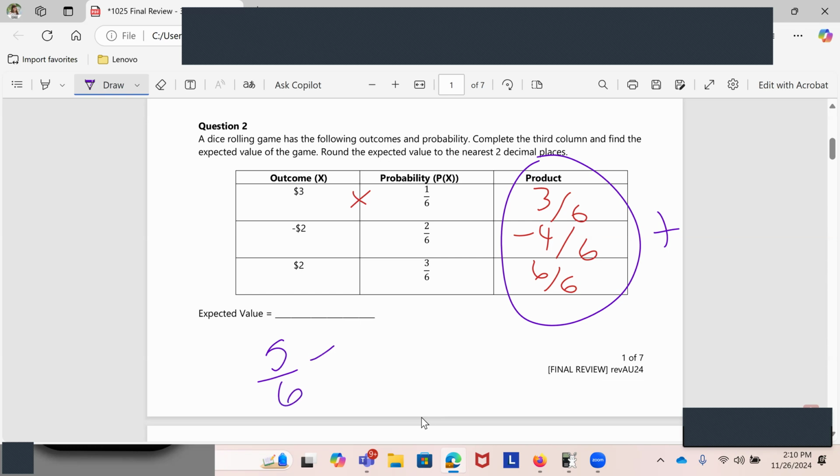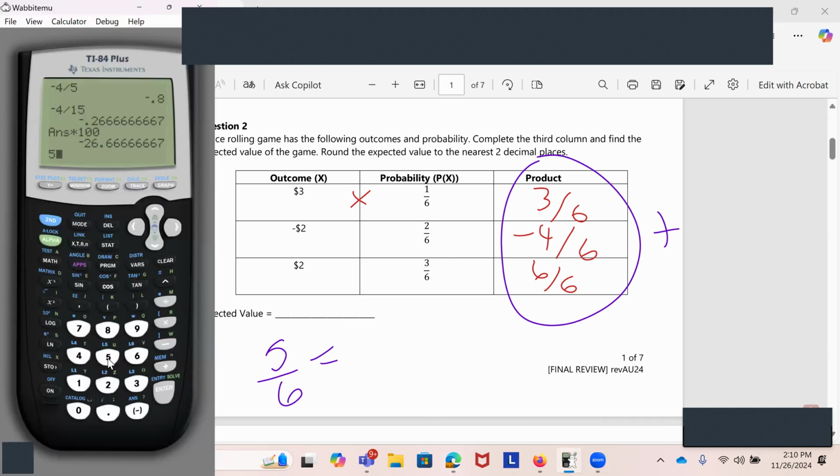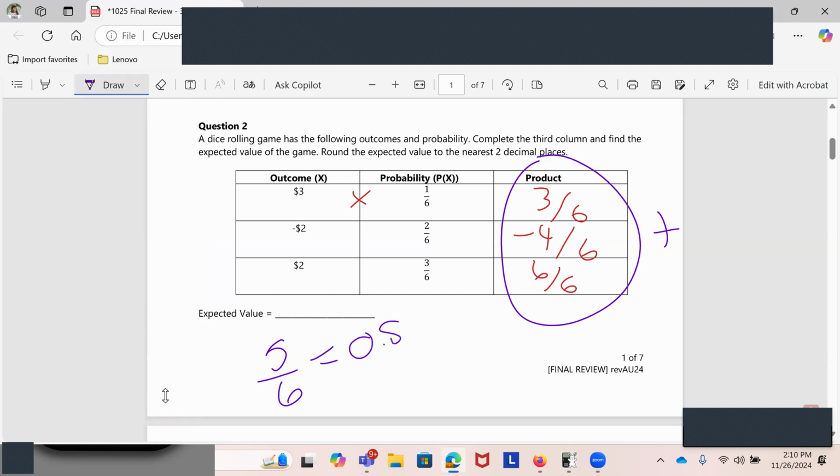At that point, I might want a decimal because we're talking about money. Let's get my calculator out and do 5 divided by 6. They asked me to round to 2 decimal places. I'm expected to win about 83 cents, so 0.83. Questions on that one?